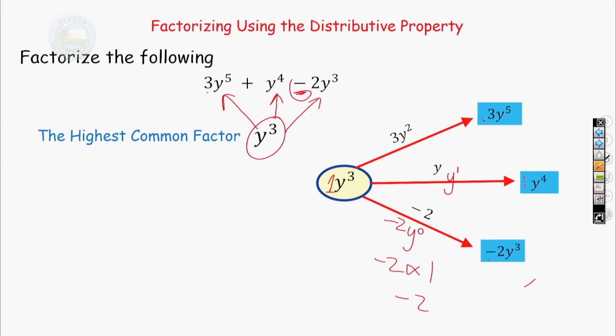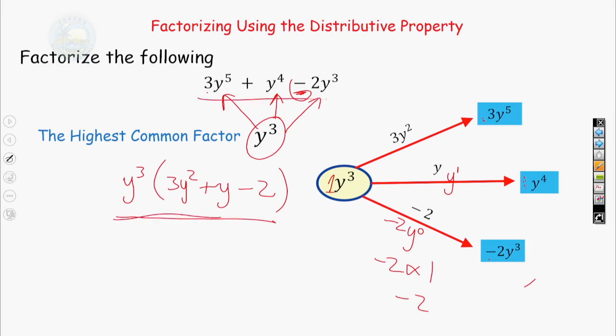So now that we have that, what do we do? According to the steps, what we first do is write the highest common factor. Here's y cubed. Open brackets. Y cubed multiplied by what gives me 3y to the 5th? It is going to be 3y squared. And y cubed multiplied by what gives me y to the 4th? It's positive, so it's positive y. Y cubed multiplied by what gives me negative 2y cubed? It is negative 2. And we have completely factorized. Well, not necessarily. Based on what we know, we have completely factorized this expression.